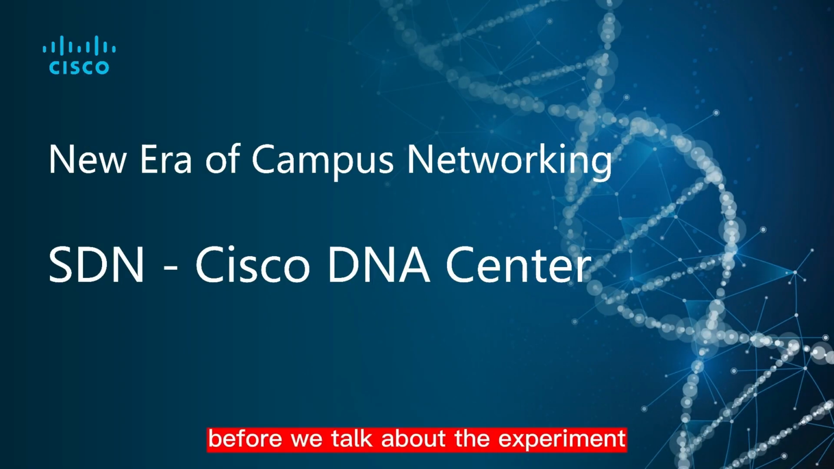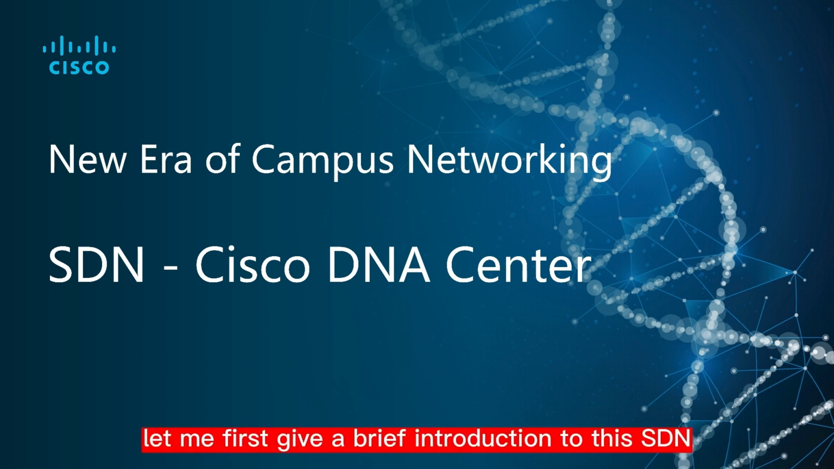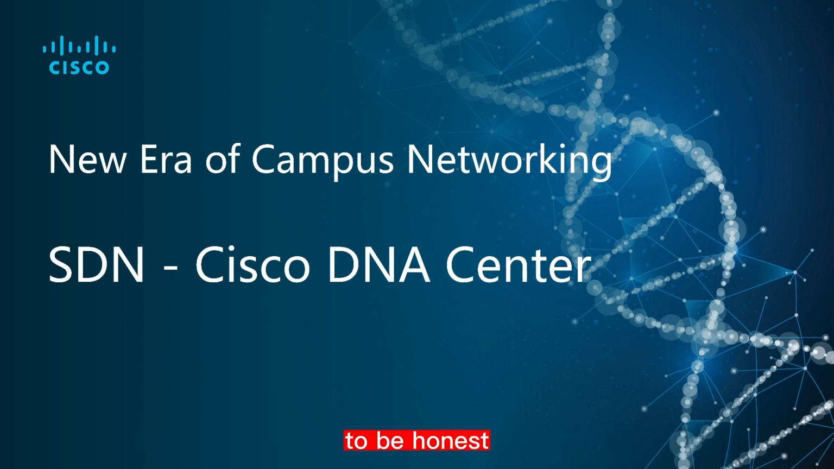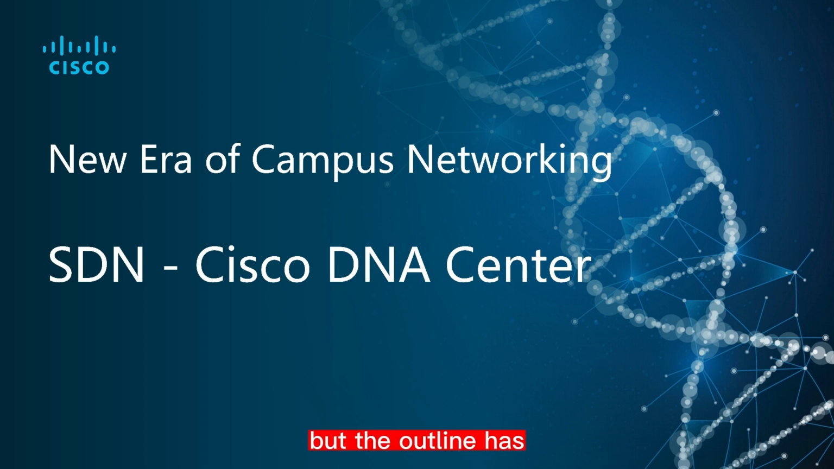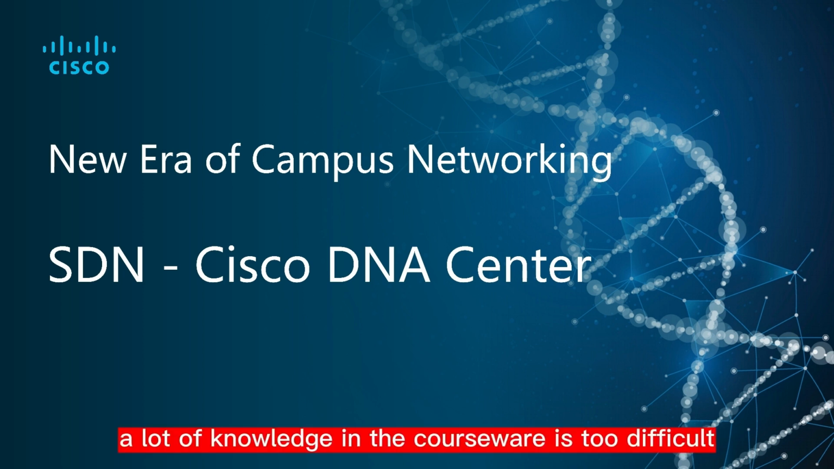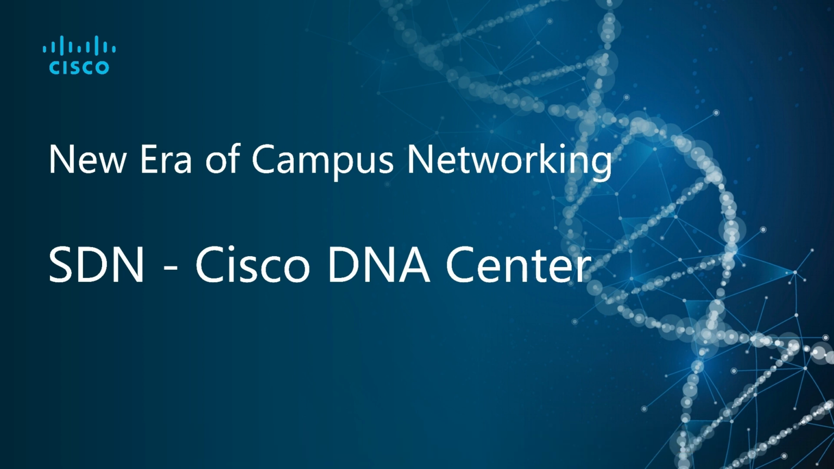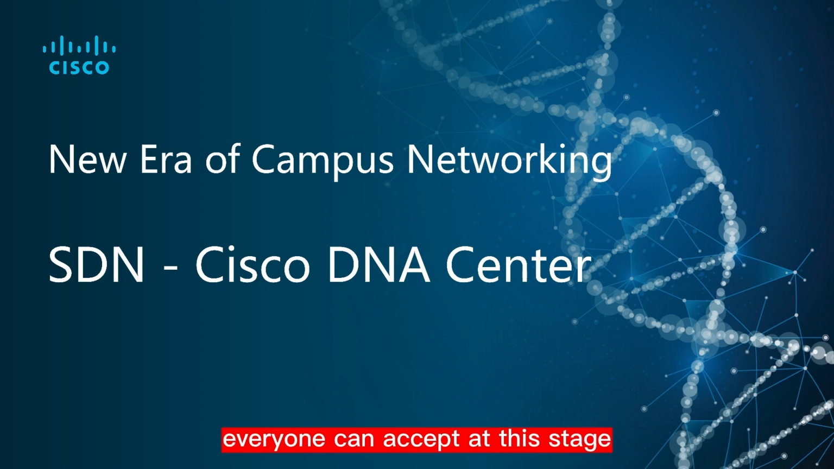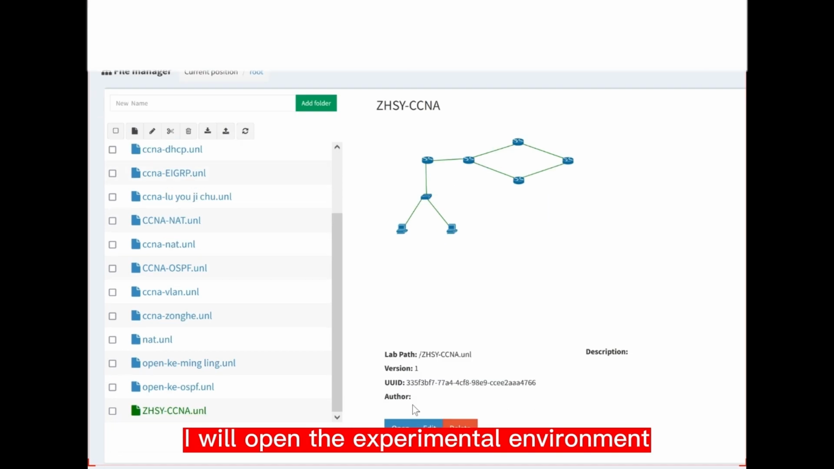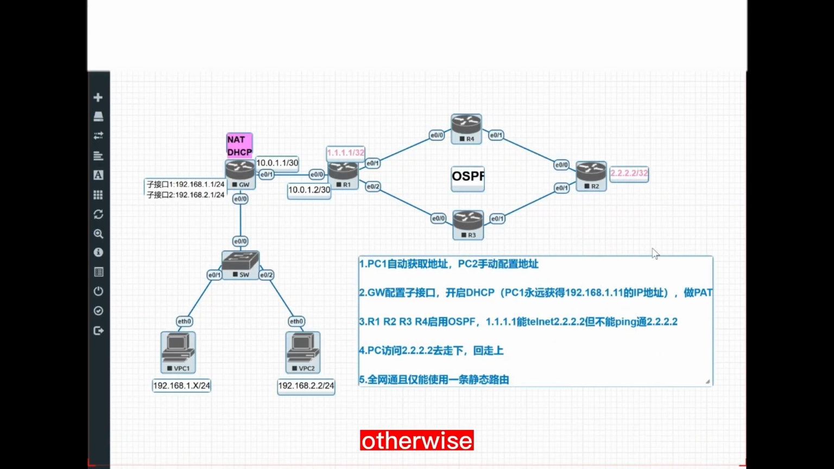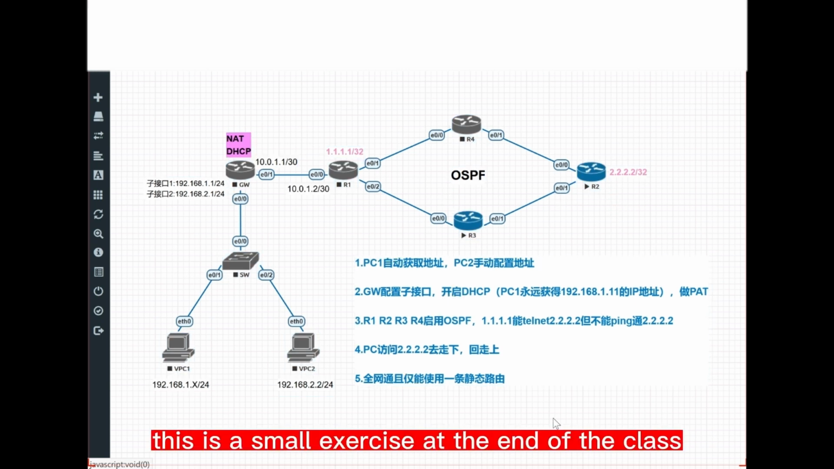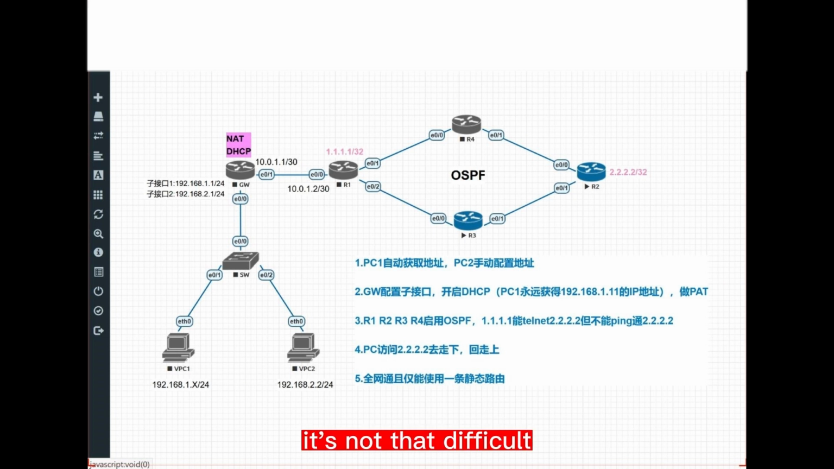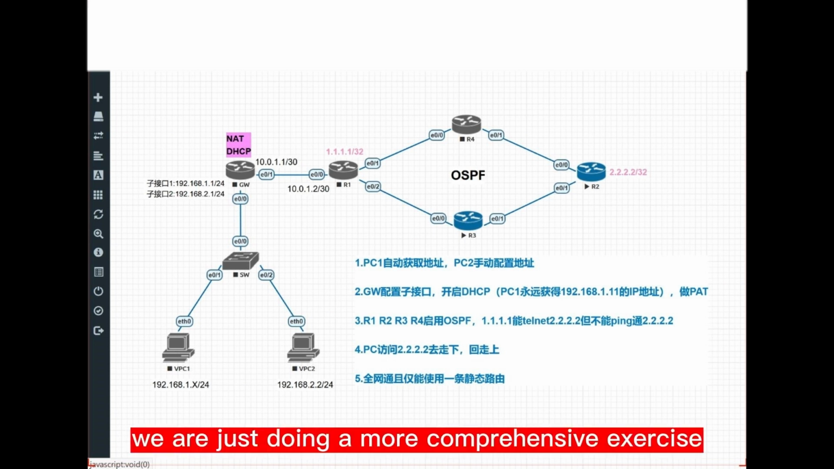Finally, before we talk about the experiment, let me first give a brief introduction to SDN. To be honest, we must not understand this thing when we learn it at the NA stage, but the outline has it, so we have to talk about it. Actually, a lot of knowledge in the courseware is too difficult for now. I will pick some that I think everyone can accept at this stage. Before I talk, I will open the experimental environment, otherwise the device will start too slowly. This is a small exercise at the end of the class. It's not that difficult. We are just doing a more comprehensive exercise.